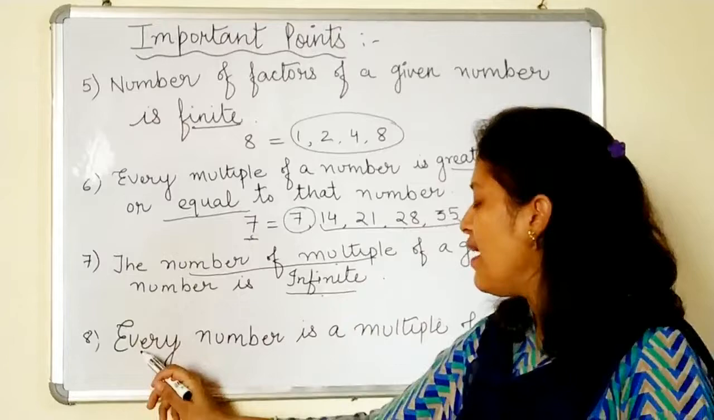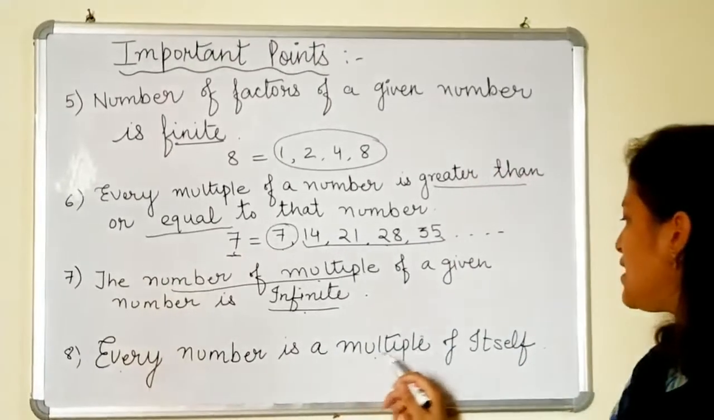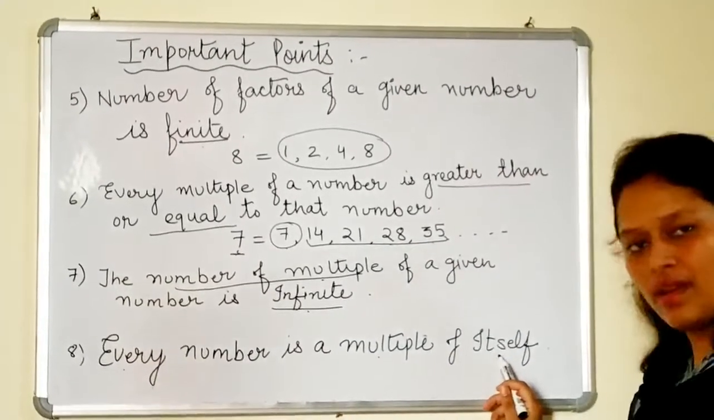Point number 8. Every number is a multiple of itself.